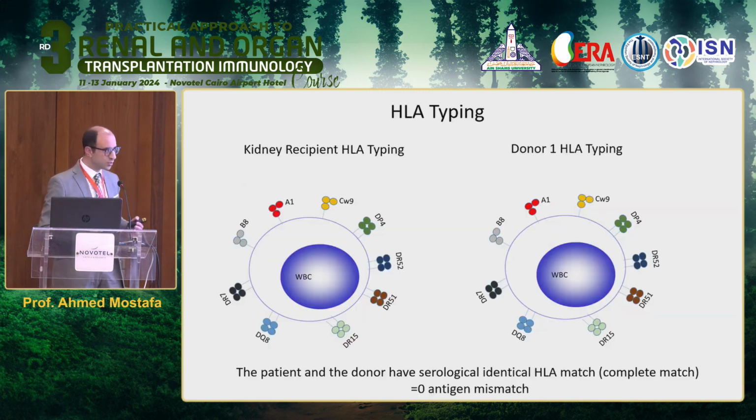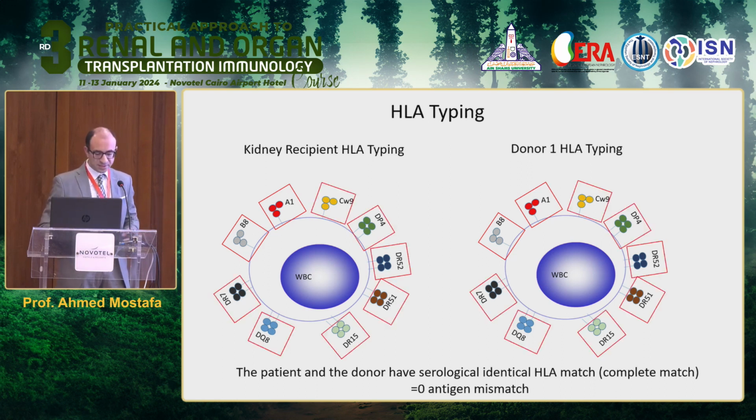So let's see a much more practical example of what we do in our lab. For example, here you can see a kidney recipient HLA typing, and a donor HLA typing. In the lab, we start to compare. It's like a puzzle. We compare A1 to A1, yes, they are matched. B8 to B8, they are matched, and so on. So now this is a case of an HLA identical match between the donor and the patient, and we call it zero antigen mismatch because there is no antigen mismatch between the donor and the patient.